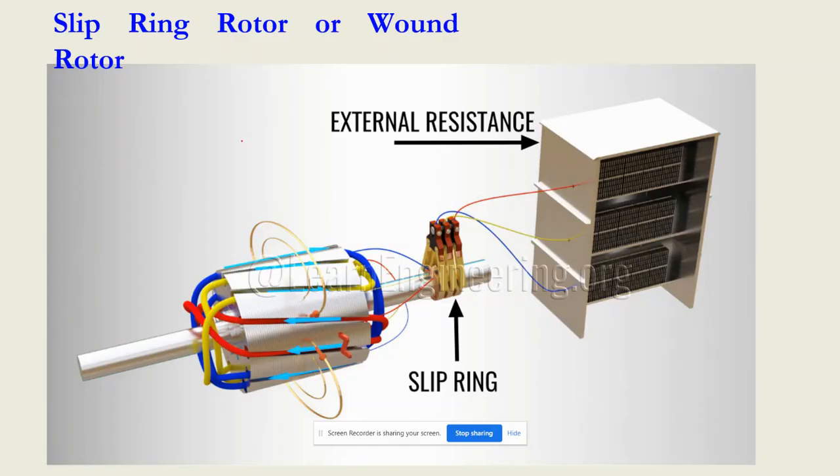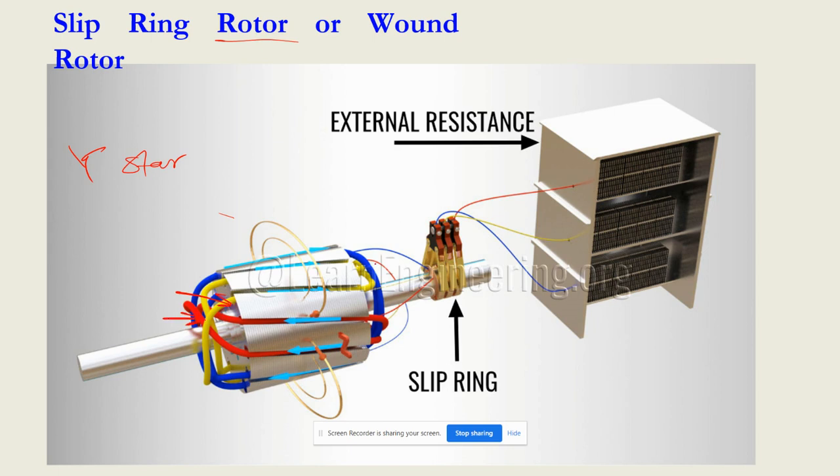So this is your slip ring rotor or phase wound rotor. What is the difference from squirrel cage? In squirrel cage you cannot add external resistance, but in slip ring or phase wound rotor, the rotor winding is like the stator winding, that is, it is connected in star. So the structure is the same, but the placement of rotor winding is different.